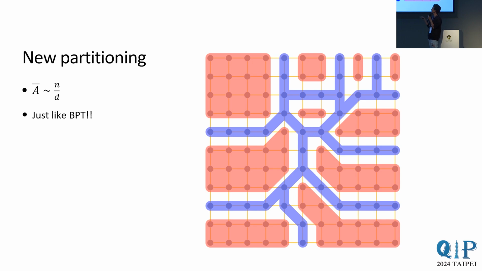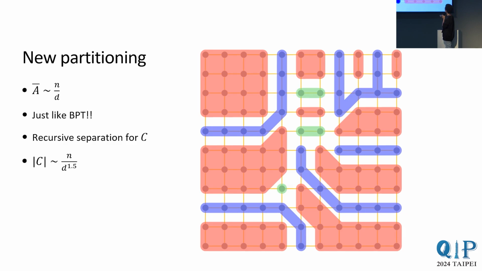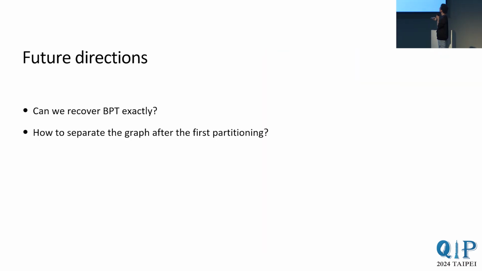Something that's quite interesting is that this partitioning method seems to be good enough that we recover the BPT scaling for the complement of A. So that's quite nice. Now, how do we obtain the region C? We do the same thing as before. We recursively separate the blue region until it is made up of disconnected subgraphs of size D that are correctable. And the final result is that we get a region C scaling as n over d to the 5. Great. So this is essentially how these bounds work.